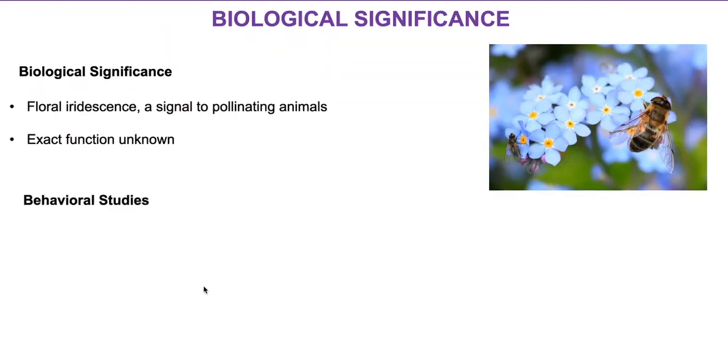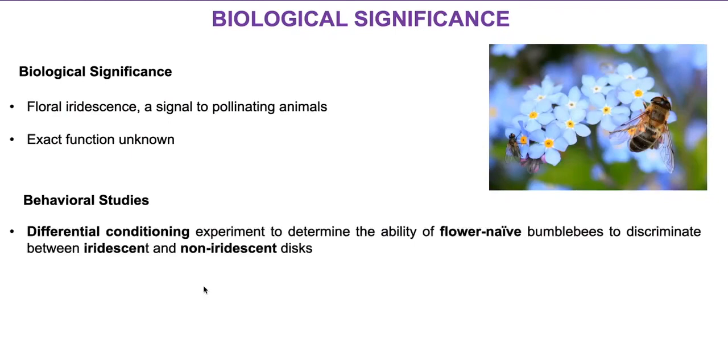And in this particular paper in Science, they've also done what's called a behavioral study. The behavioral study is called differential conditioning. They took bumblebees, which are known to pollinate these flowers, and took those who had never done the pollination, called flower-naive bumblebees, and tried to test their ability to distinguish two similar colors. One is iridescent, one is non-iridescent.